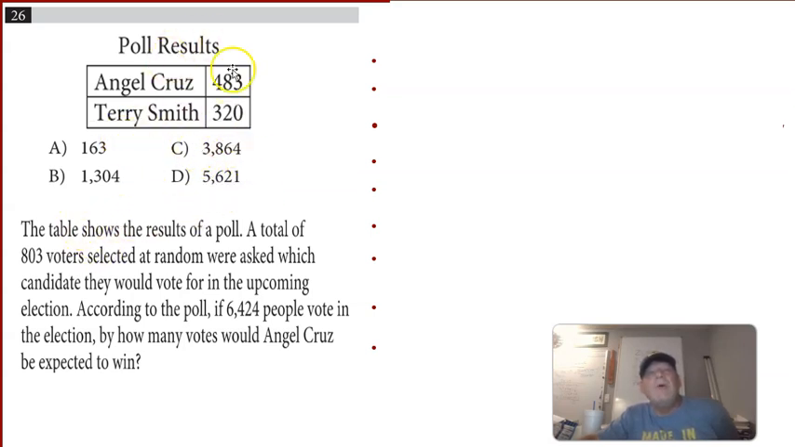This table shows the results of a poll. A total of 803 voters selected at random were asked which candidate they would vote for in an upcoming election. So if you add these two up, you'll see that 483 plus 320 is 803. According to the poll, if 6,424 people vote in the election, by how many votes would Angel be expected to win?